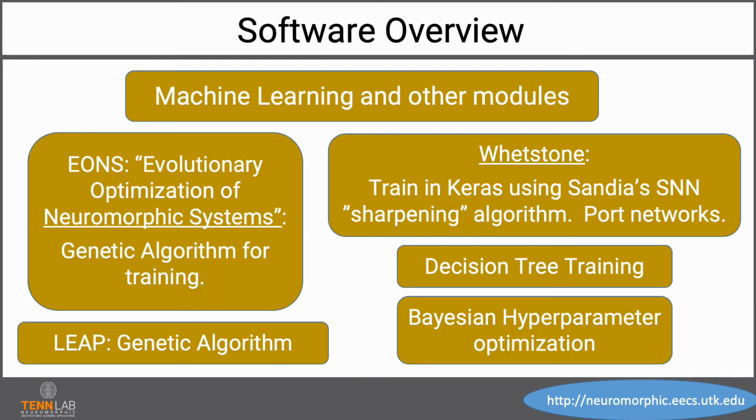And then finally, we have the machine learning and other modules that are supported by the software. This is not an exhaustive list, but I will mention some of them. There's EONS, which is a genetic algorithm tuned for neuroprocessors. That's been the workhorse of our software framework for years. We have a different genetic algorithm, LEAP, that's supported. We support Whetstone, which is a spiking neural network training module in Keras that we can then port into our framework. And then there are other training and optimization techniques that we support, like the two listed in there.